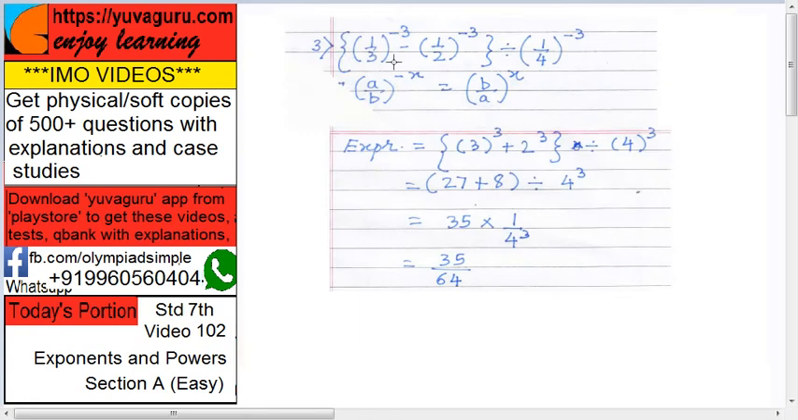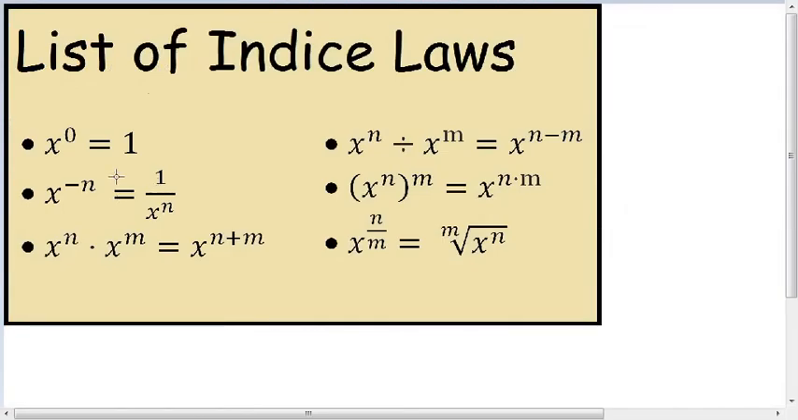Next, find the value of minus 1 upon 3 raised to minus 3 minus 1 upon 2 raised to minus 3, the whole bracket closed. This is called a brace bracket, divided by 1 upon 4 raised to minus 3. These types of brackets I have discussed in my earlier videos. Kindly check that. Come back to the laws of indices.